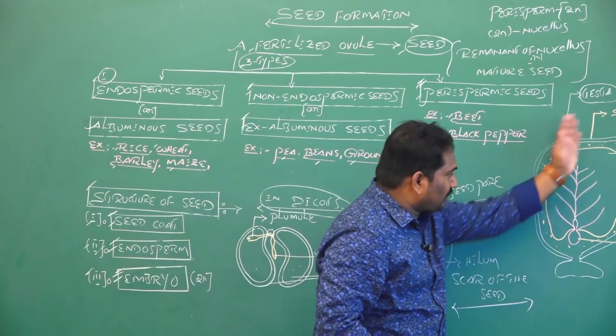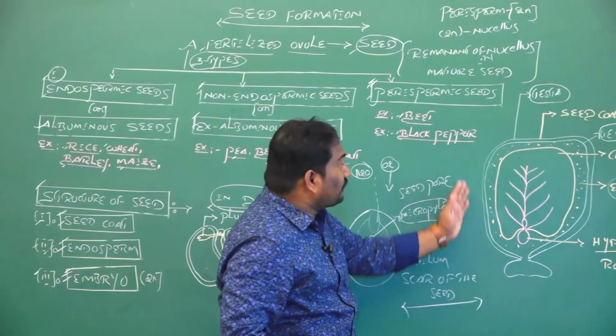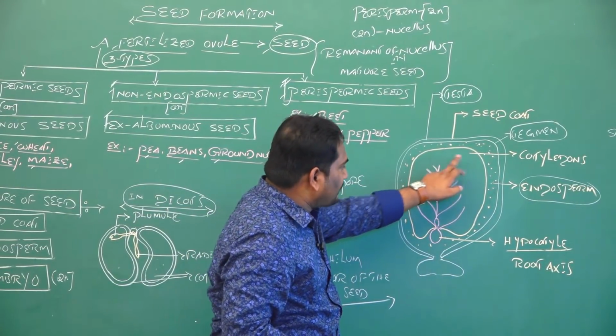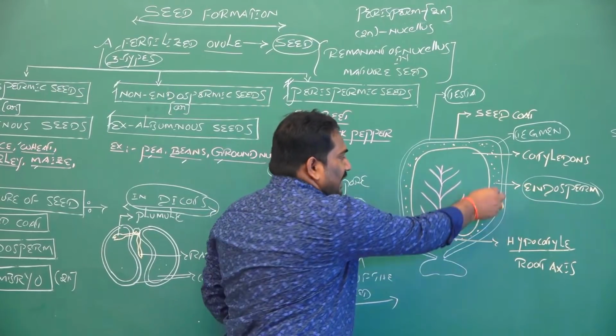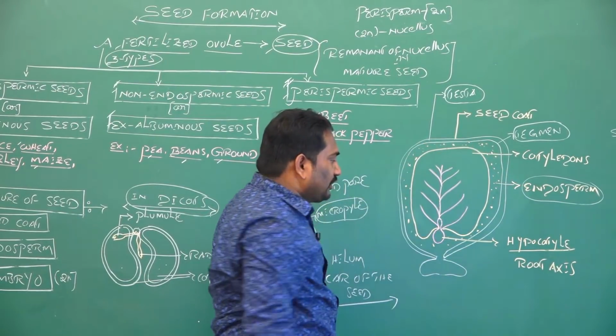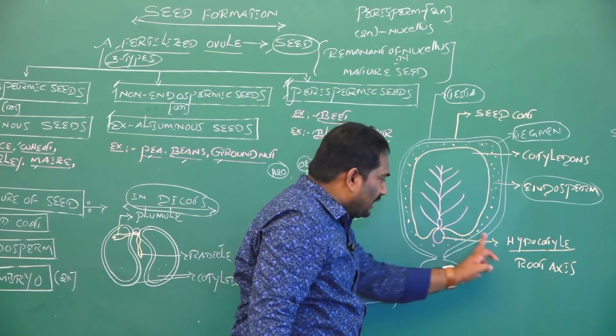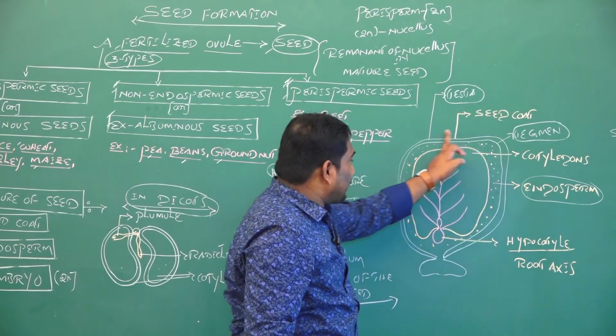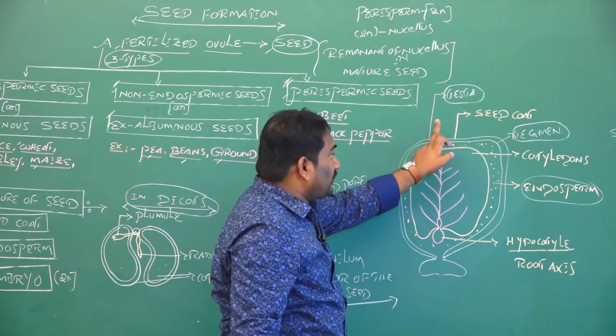And this is one more sectional view of a dicotyledon seed. In the structure of a dicotyledon seed, it has two cotyledons, and it has nutritive tissue, the endosperm, and it has hypocotyl and root axis, and it is surrounded by a protective coat called the seed coat.